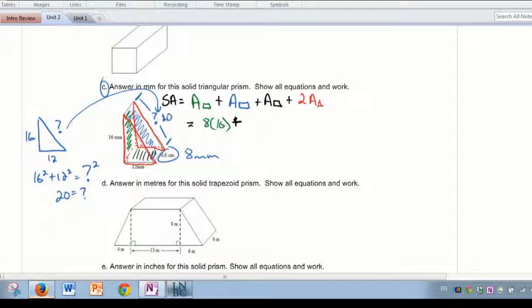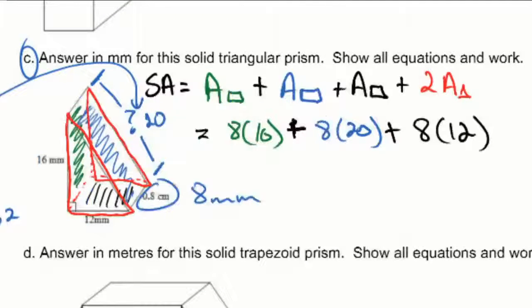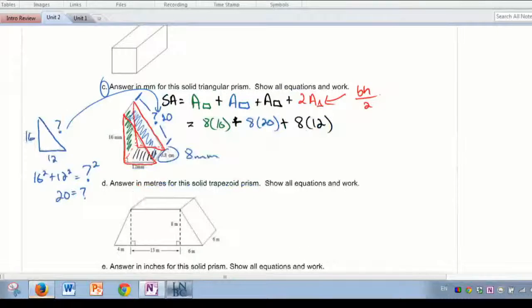That means this side is 20. And that means I'm going 8 millimeters times 20. The black is the bottom, so I'm going to go 8 millimeters times 12. Then my triangle is going to be, of course, base times height divided by 2. And in this case, my base is 12, my height is 16, and I'm going to divide that all by 2. Abby, I'm just reading your question, and I will get to that momentarily.